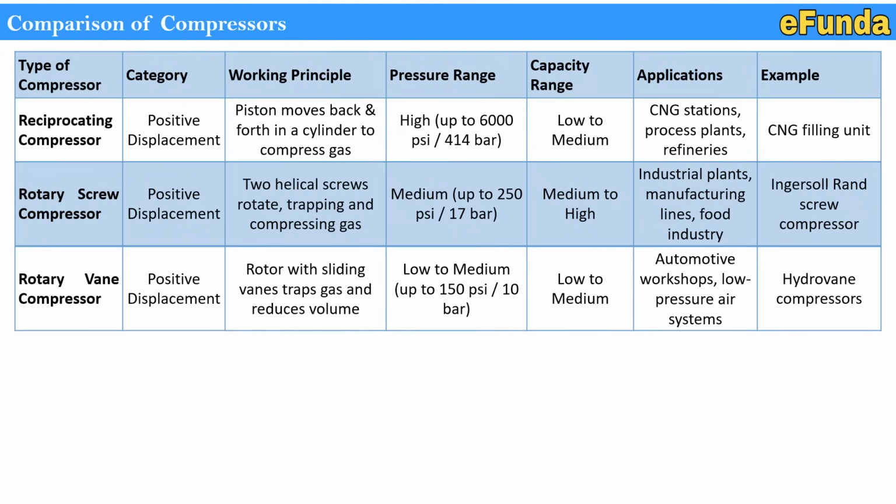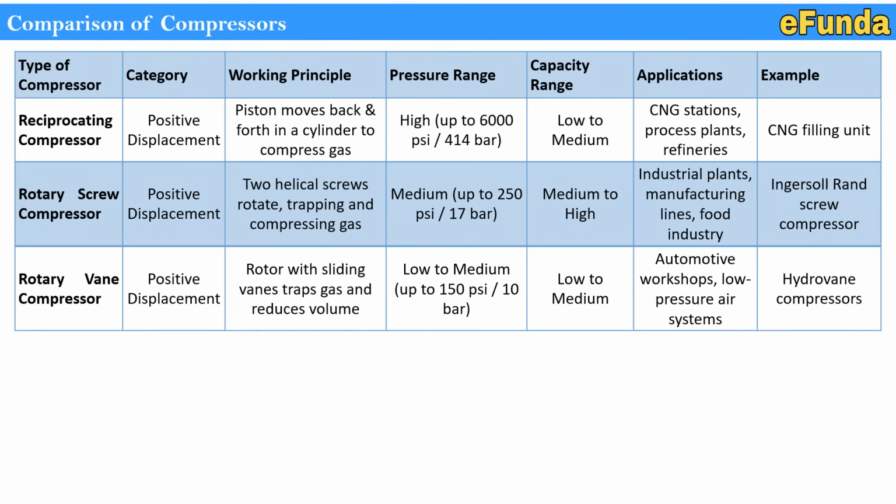Next is the rotary vane compressor, positive displacement type, where a rotor with sliding vanes traps gas and reduces its volume, which is the way of working. Then the pressure range is low to medium, up to 150 psi, that is 10 bar. Capacity range is low to medium. Applications: automotive workshops, low pressure air system. Hydrovane compressor is the example of this type of compressor.